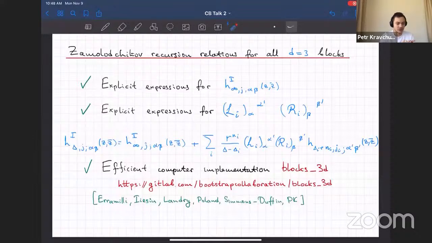But sometimes it also happens because you have very special relations between the scaling dimensions of external operators, and that makes the poles vanish. Yes. Thank you.